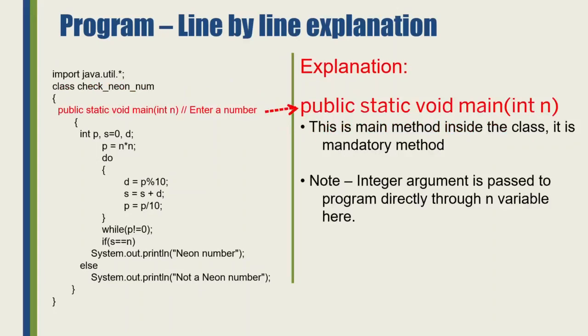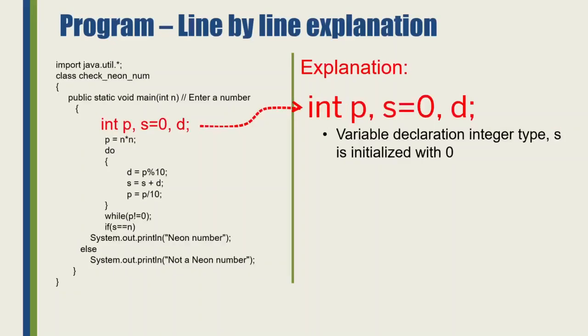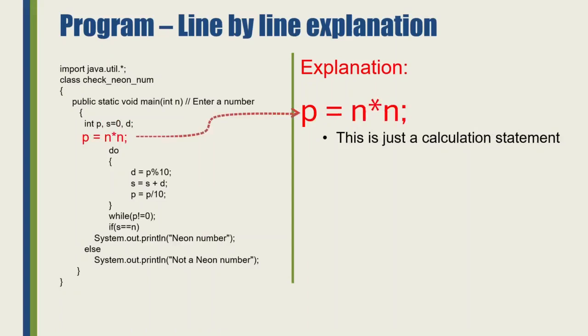Moving on to the third line. Guys, please note that this is the main method. Program execution starts from this method. One important point to note here is that the integer argument is passed through the main function. Notice the n variable here. Moving on to the fourth line, we have the variable declarations like p, s and d, where s is being initialized with 0. Moving on to the fifth line, which is just a calculation statement, the initial number 9 is multiplied by itself to get the square of it, and it will be stored in variable p.